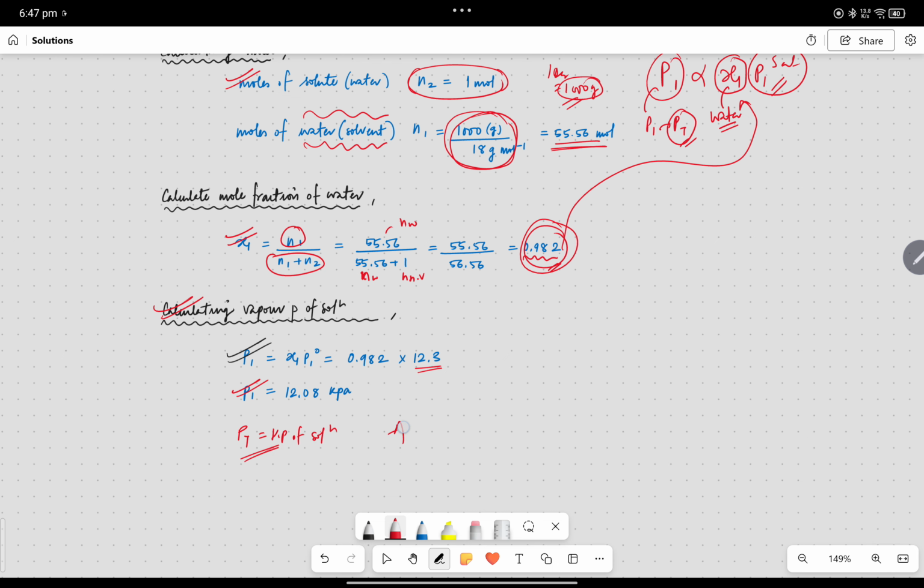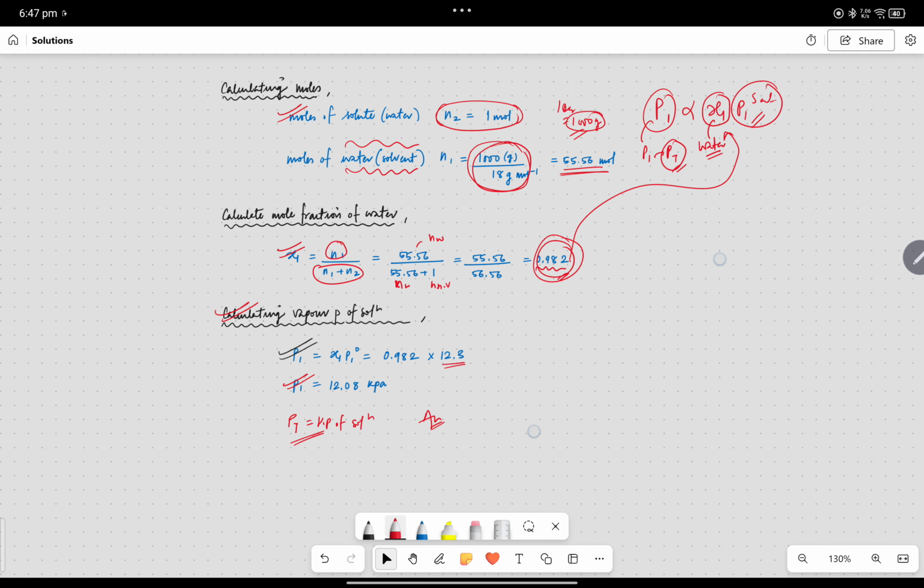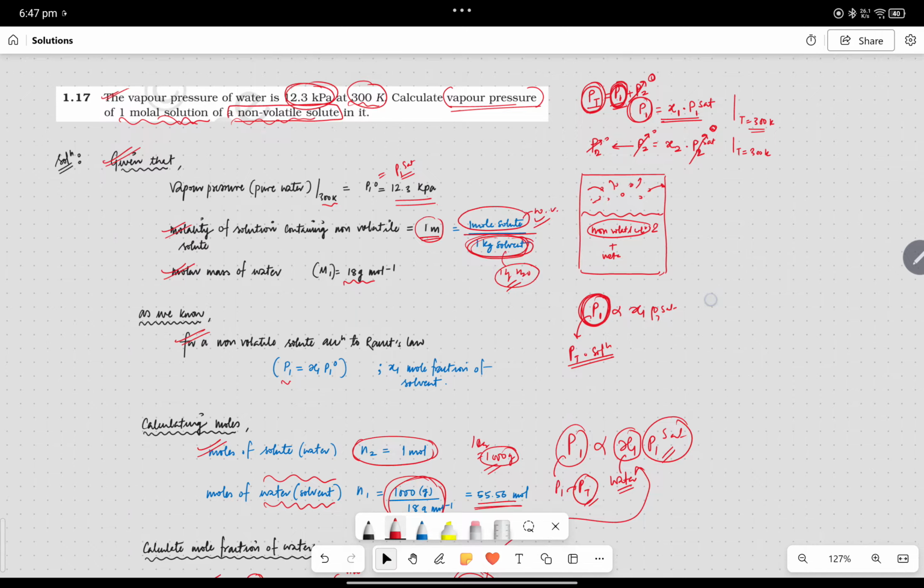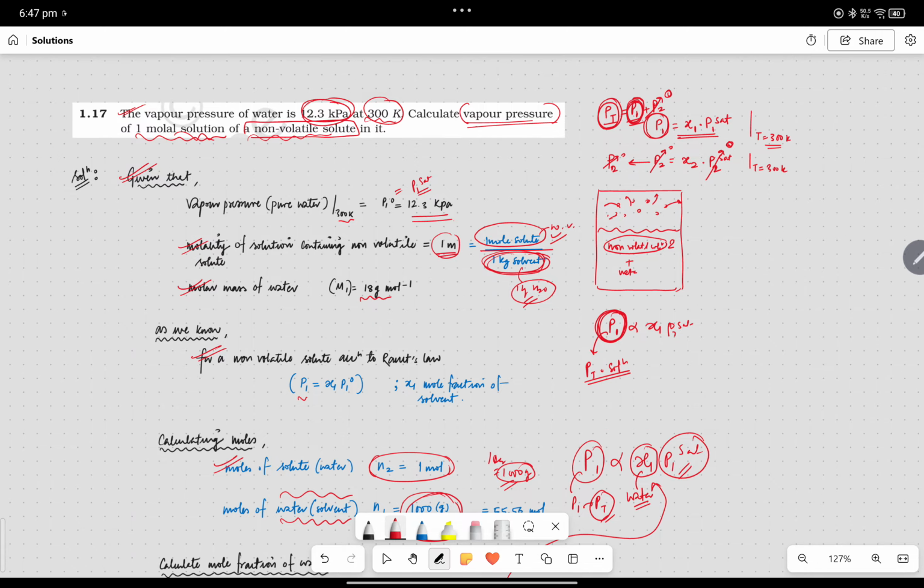Simple. So this is it. You just have to know the simple concept that a non-volatile solute is not going to contribute to the partial pressure. So the whole pressure is due to the water here, right?